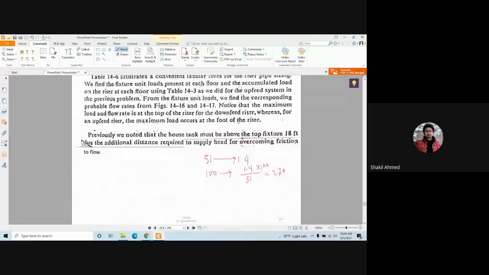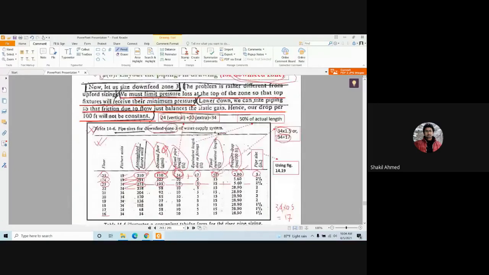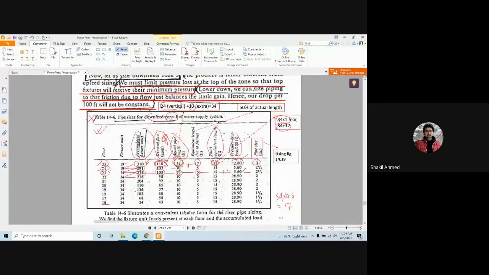And where is this happening? 23rd floor. So 5.6. Since the 24th floor is in between this and this, you can just assume this is also 5.6. Or you can just calculate the value, no problem.